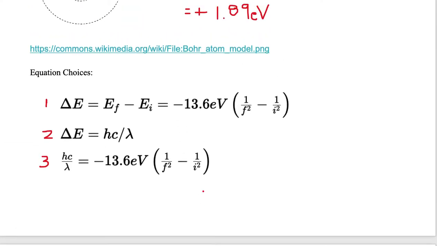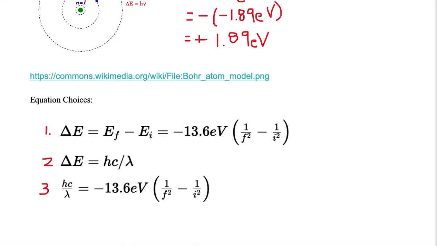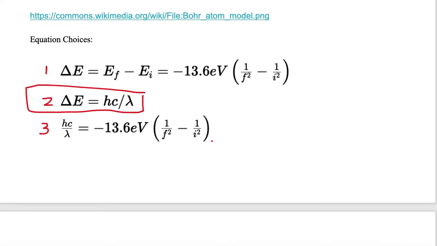Now what we want to find in part B is what wavelength of photon in nanometers is associated with this energy difference. So the wavelength is what we're searching for. So we need to find an equation, and these are our 3 equations that we want to use. Since we want to find wavelength, this first equation has no wavelength in it. The second and third do have wavelength in it. We are given delta E, and we want to solve for wavelength. H and C are constants, so logically we would select number 2. Delta E is equal to HC over lambda.